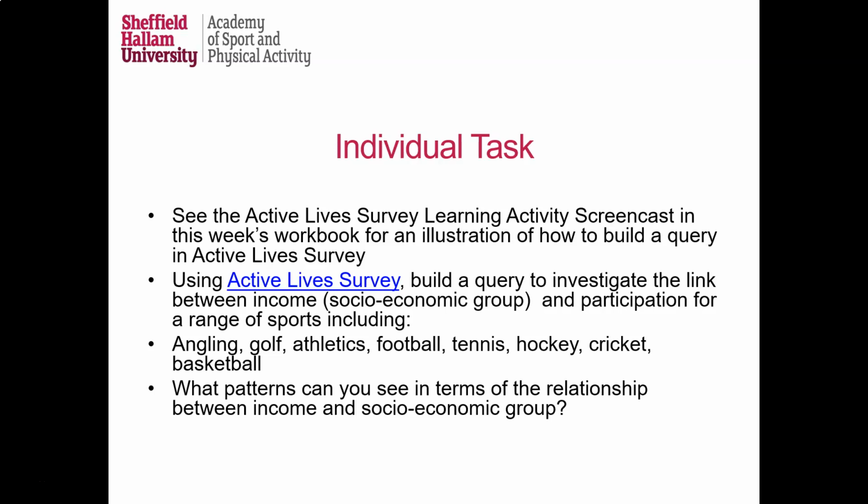Now, you can choose your own sports, but I'm suggesting that you look at these sports listed here: angling, golf, athletics, football, tennis, hockey, cricket and basketball. And as you do this, I'd ask you to think, what patterns can you see in terms of the relationship between income and socio-economic group? And how does this relate to the concept of income elasticity?